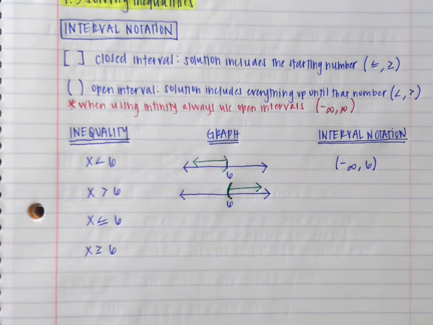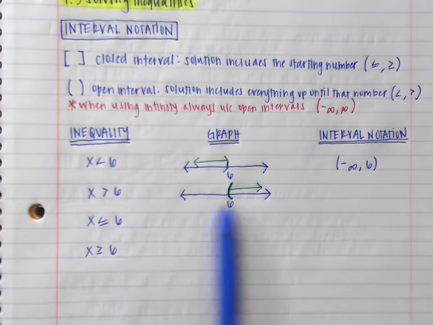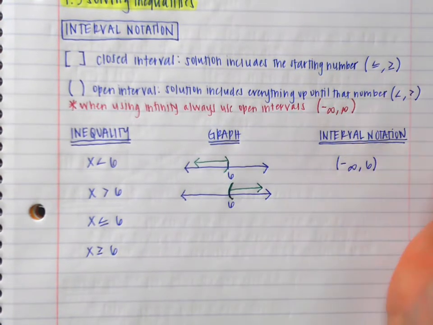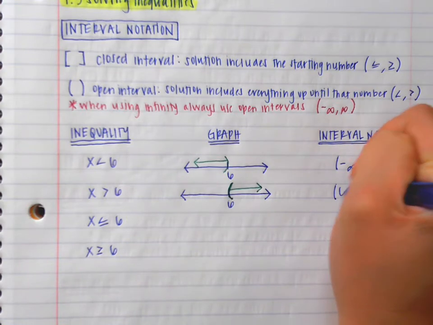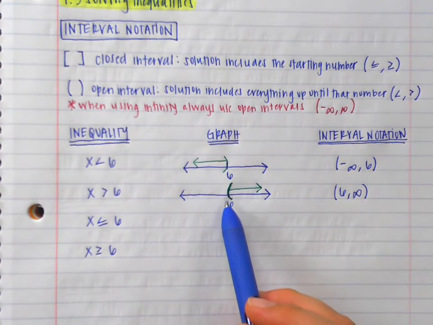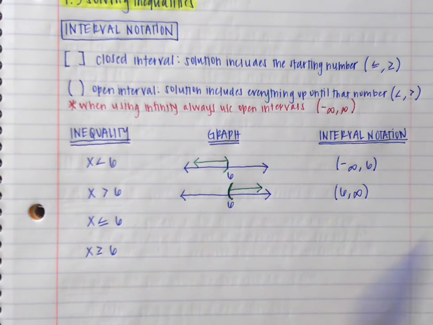So in interval notation, we're always looking at it from left to right. So from left to right, it starts at 6 and goes on in the positive direction forever. So in interval notation, that would be 6 to infinity. We use a parentheses because it can't equal 6. We use a parentheses on infinity always.